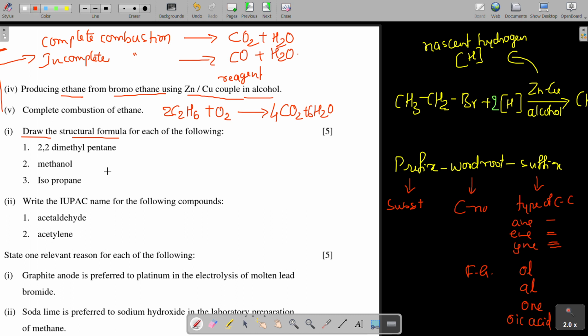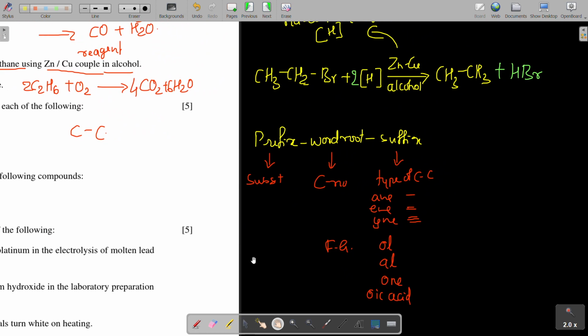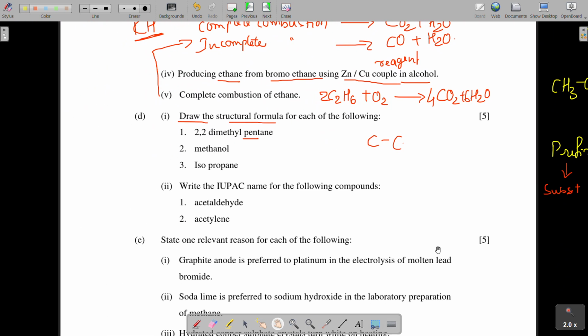Fine. So here 2,2-dimethylpentane. Pent is the root word, so draw the 5 carbon atoms here. 5 carbon atoms, 1, 2, 3, 4, 5, and 2,2-dimethyl. What does this 2,2 represent? The position. Dimethyl means there are 2 methyl groups at the second position. So you can write here methyl, methyl.